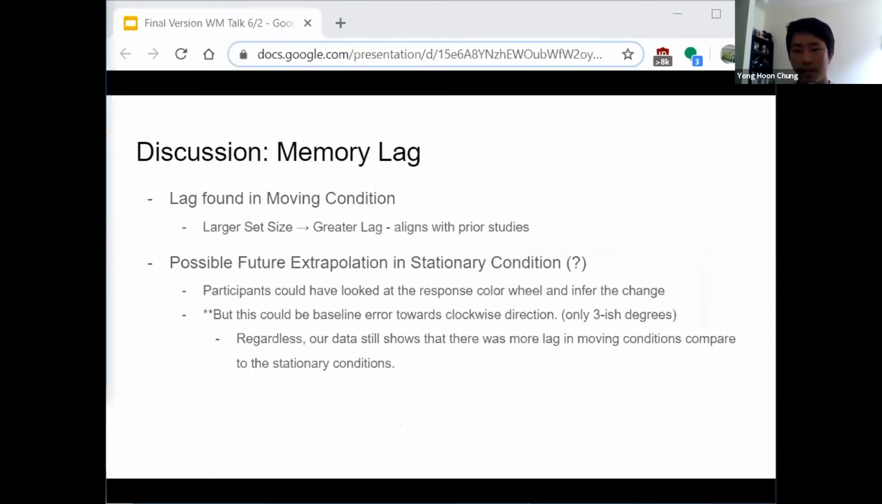So going back to our prediction and the discussion, there was lag found in the moving condition, and with larger set size, there was greater lag, which aligns with the prior studies. And it seems like there's possibly some future extrapolation going on in the stationary condition, and it is possible that participants could have looked at the same response color wheel and inferred a change and reported the future. But this could also be just baseline error towards clockwise directions, since it's only around 3-ish degrees, and also does not change at all with a varying set size. But regardless of whether this is true or not, our data still shows that there was more lag in moving conditions compared to the stationary condition.